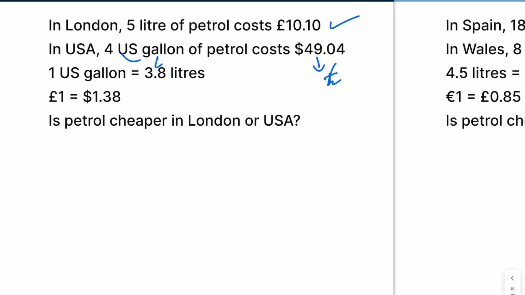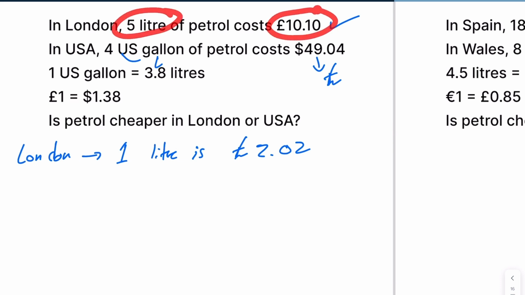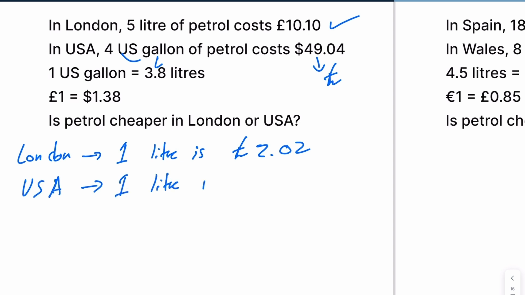And what I mean by that is, so we can just say London, well, if we just say 1 litre is, well, if 5 litres cost £10.10, if we just divide that by 5, we know that 1 litre is £2.02. Okay, hopefully that's clear where that came from. So 5 litres is £10, which means that 1 litre must be £2. And then, because we want to use the same number of litres to compare, you could have used 5 and 5 if you wanted to, but I'm just going to use 1. And then in the US, we are going to say 1 litre is, now we don't know what this is. We need to figure this out.